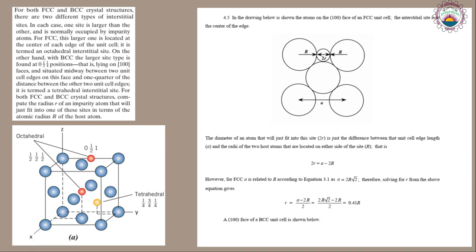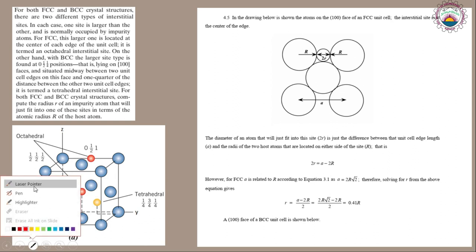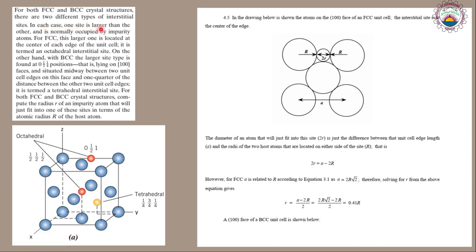So all together we have 4 octahedral sites in the FCC unit cell. So this is problem 4.5 of a textbook that states, for both FCC and the BCC crystal structure, there are two different types of interstitial sites. We have discussed octahedral and tetrahedral sites. In each case, one site is larger than the other. Like in the case of FCC, the octahedral site tends to be larger than the tetrahedral site, and is normally occupied by the impurity atoms.